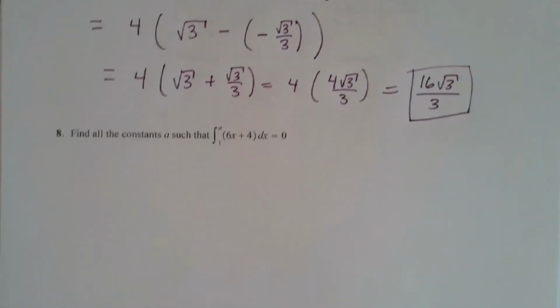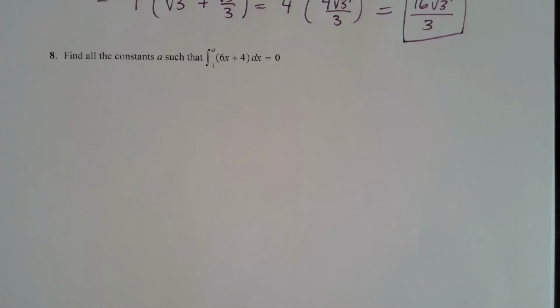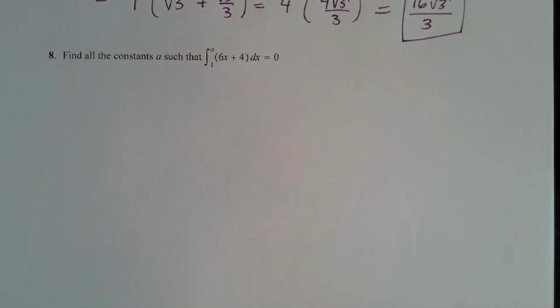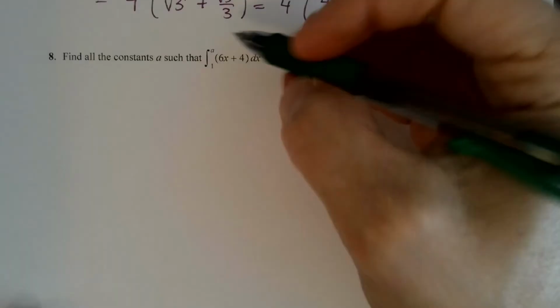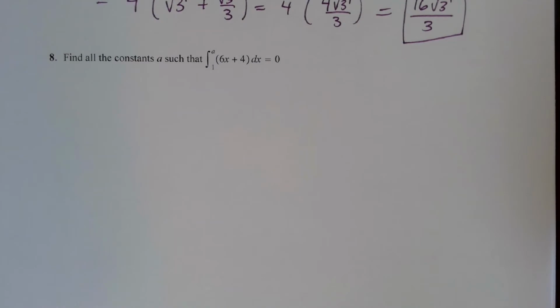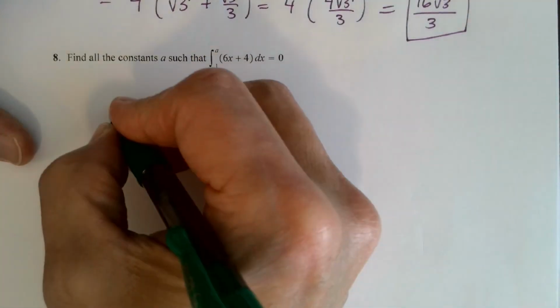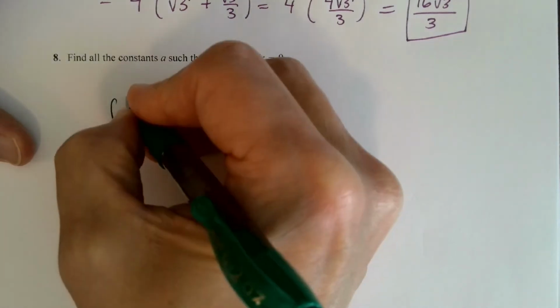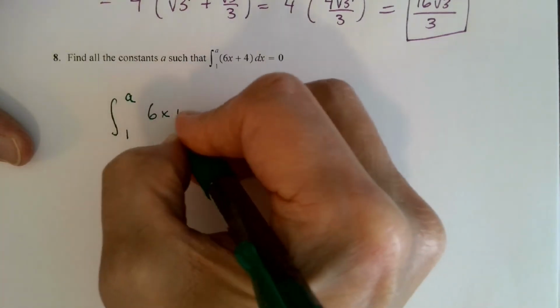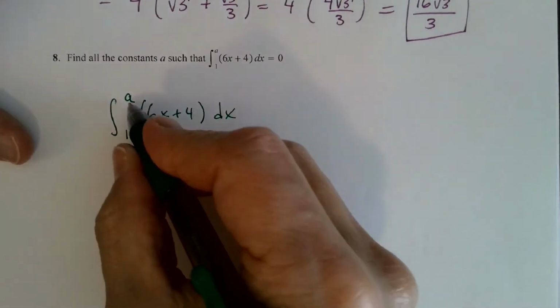All right, let's take a look at this example here. Now, change gears a little bit. We're going to find all the constants a, constants being real numbers, such that the integral from 1 to a of 6x plus 4 dx is equal to 0. Okay, so what's going on here? Well, let's take a look, first of all, at this definite integral from 1 to a, 6x plus 4. Can I get an expression for this? I can. I don't know what a is, but let's see.